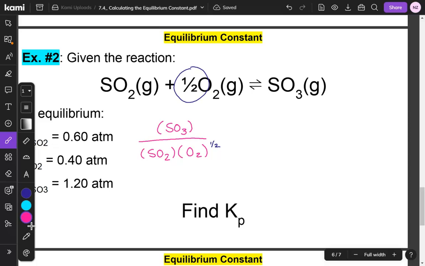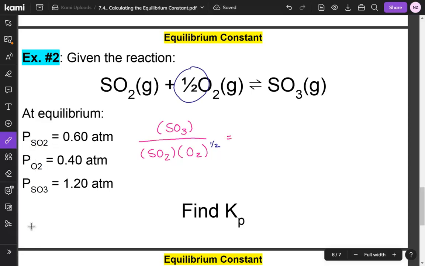Now it's just a matter of plugging in our numbers. For SO3, we have 1.2. For SO2, we have 0.6. And for O2, we have 0.4. And of course, we're going to raise that to the power of 1/2. If we plug this into our calculator, we get 3.2 as our answer. And again, this is going to be unitless because we are finding our equilibrium constant.